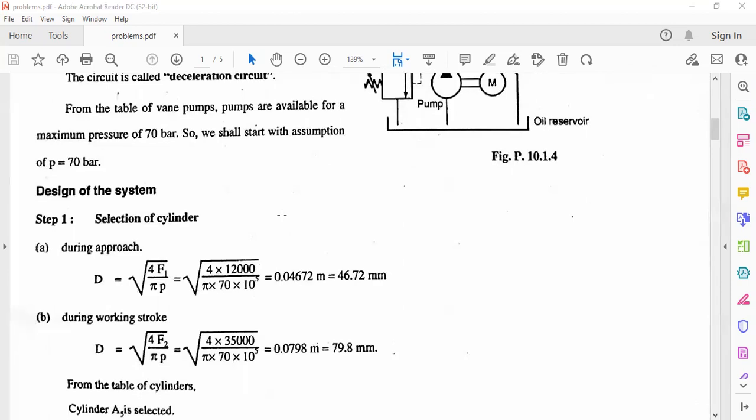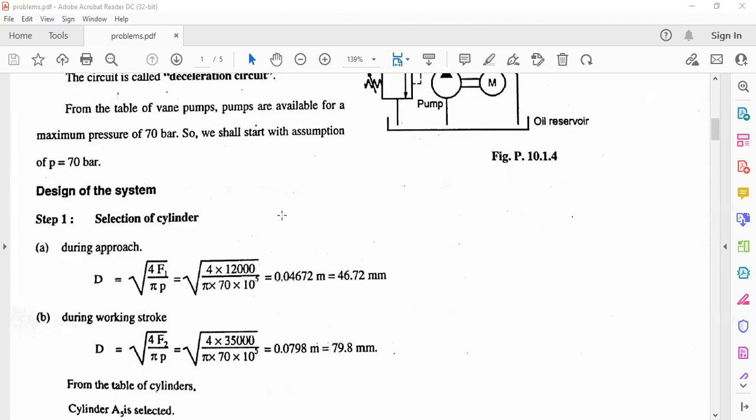Selection of cylinder. During approach, D equal to root of 4F1 upon pi P. So 4 into 12,000 upon pi into 70 into 10 raised to 5 equals 0.04672 meter, that is 46.72 mm. During working stroke, D equal to root of 4F2 upon pi P, equal to 4 into 35,000 upon pi into 70 into 10 raised to 5, equal to 0.0798 meter, equal to 79.8 mm.